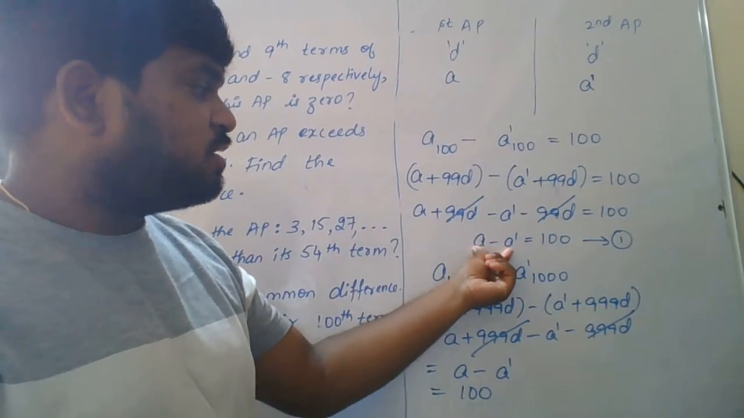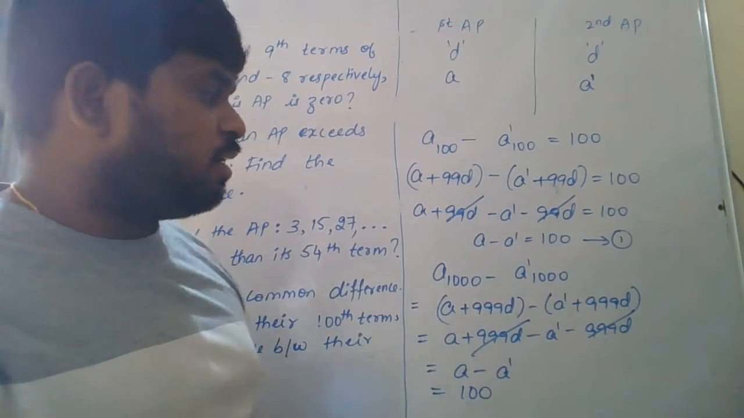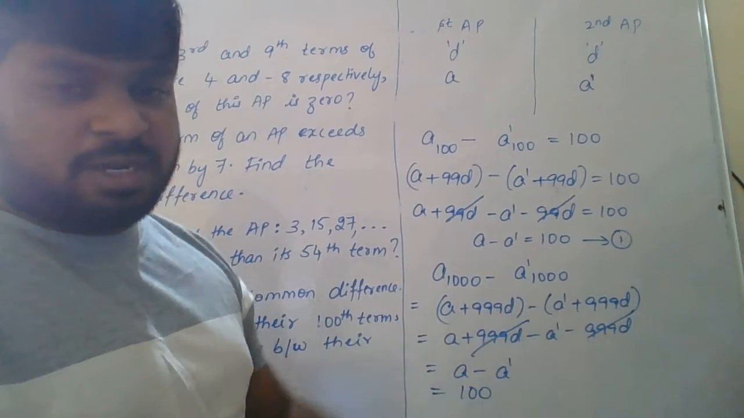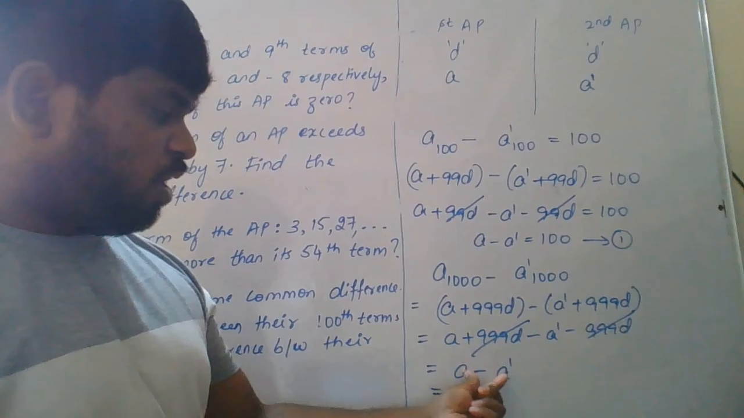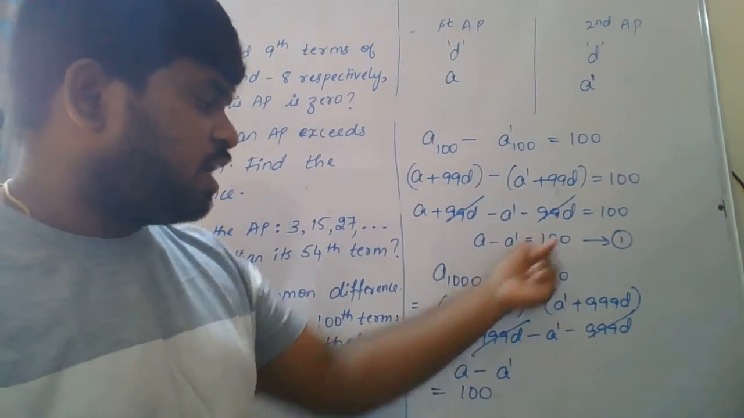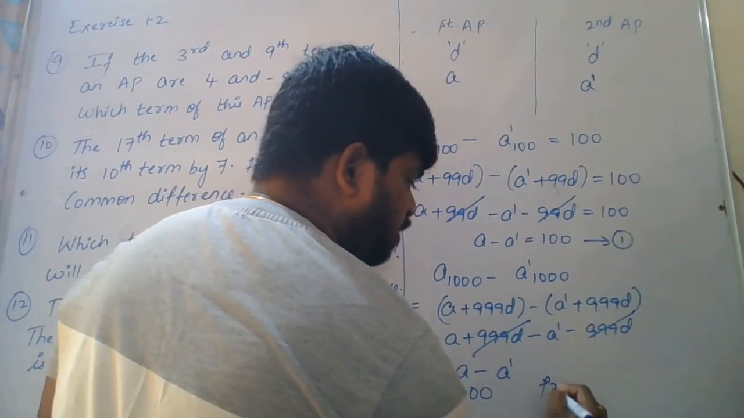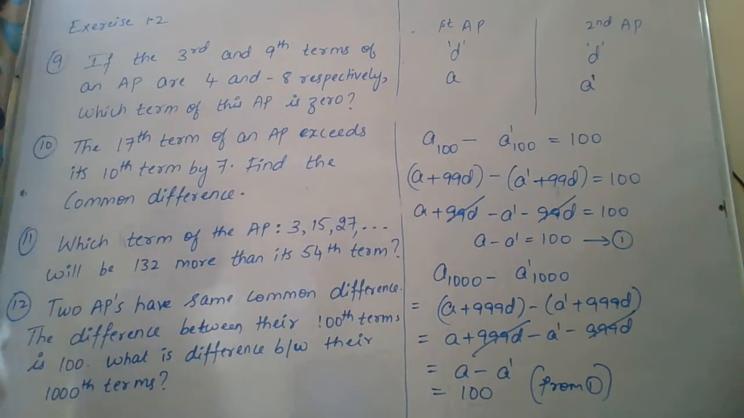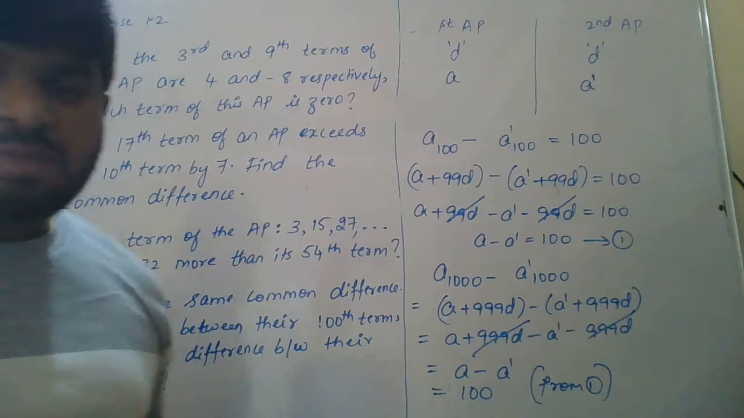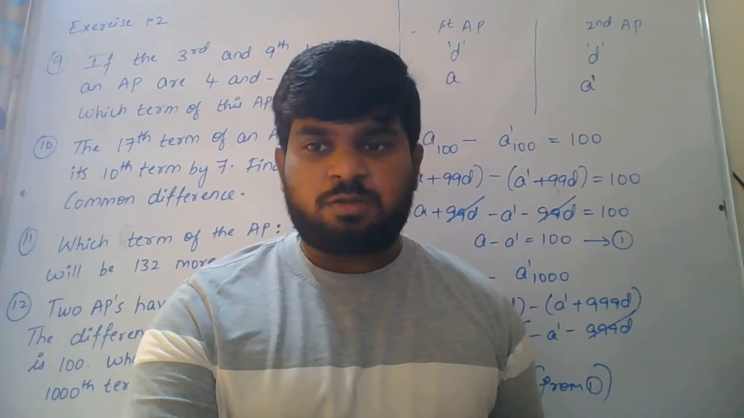I solved it. I got this equation: A minus A prime is equal to 100. Now I have to find A1000 minus A prime 1000. So substitute the formula. When I solved it, I got this. But this value is how much? 100. Okay. You can write it from equation 1. How did you get it as 100? From equation 1. I hope this is clear. Okay, let's get into the next problem, students.